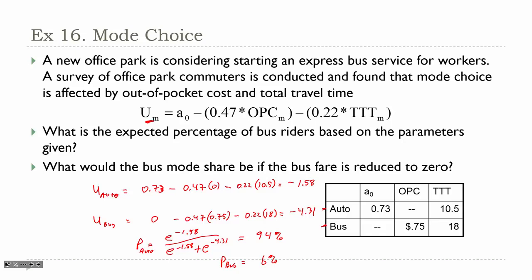What would the bus mode share be if the bus fare is reduced to 0? The only thing you would do there is cancel out this term and recalculate the utility, and then plug that new utility in here to recalculate the percentage. We should see that percentage of the bus increase, since it now all of a sudden becomes free. You can do that for homework. So any questions on this one?